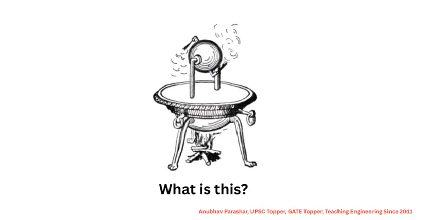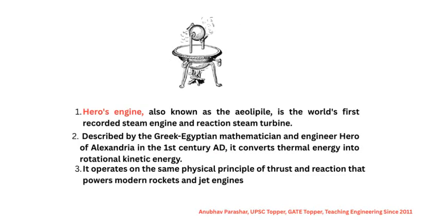Now let us go back to our first question. What is this? Well, this is Hero's engine. This is the first engine that has been registered in human history. It was developed by an engineer named Hero in the first century AD. First century AD means 2000 years back, right? And it converts thermal energy into rotational kinetic energy.